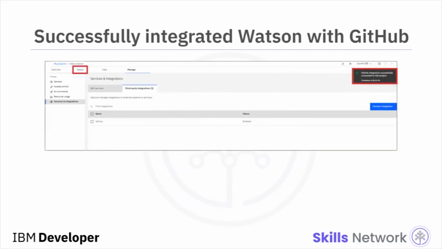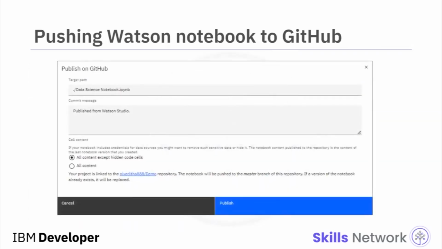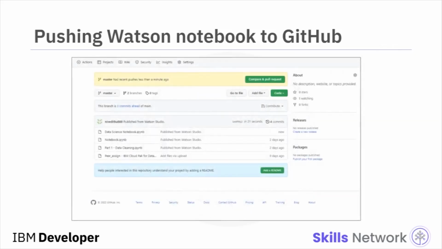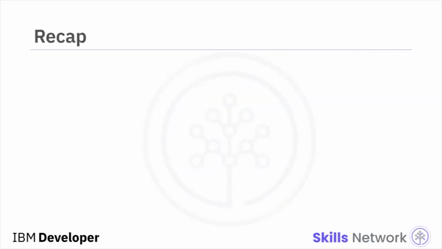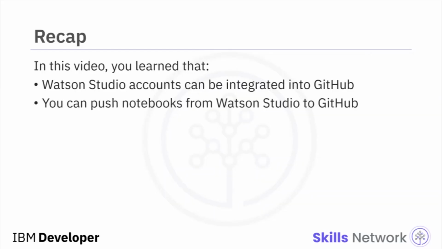Now you can go back to the Assets tab and select the notebook you want to push to GitHub. Once the notebook is open, on the top right, select the down arrow and click Publish on GitHub. On the Publish on GitHub page, select all content except hidden code cells. Then click Publish. A successful Publish message will pop up with the name of the notebook file and repository. In the GitHub, you can see the notebook datasciencenotebook.ipynb, which confirms that you published your notebook from Watson Studio. In this video, you learned that Watson Studio accounts can be integrated into GitHub, and you can push notebooks from Watson Studio to GitHub.